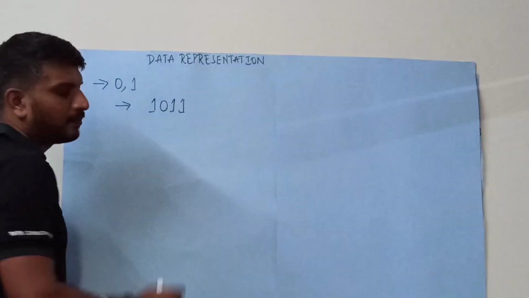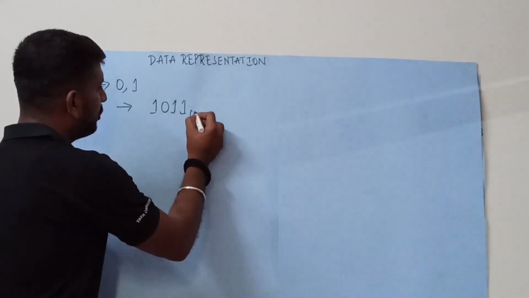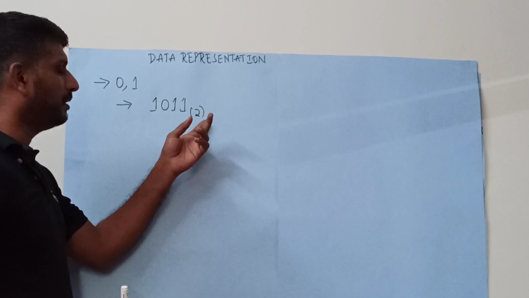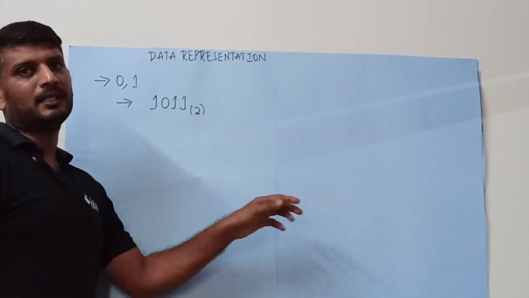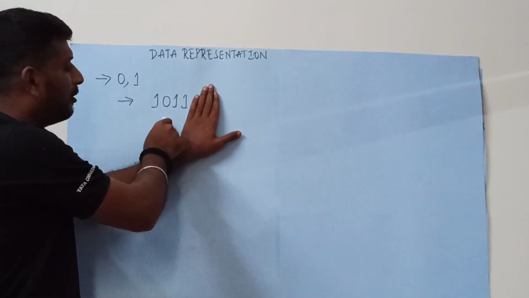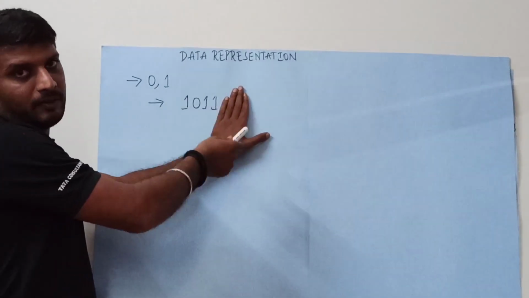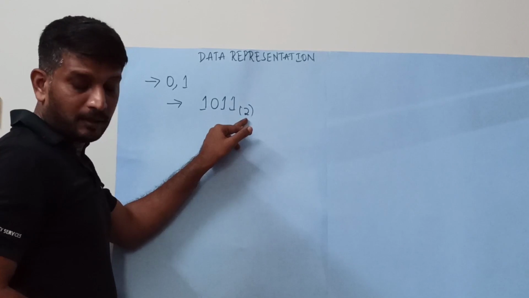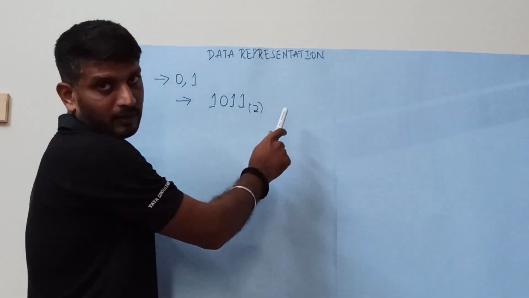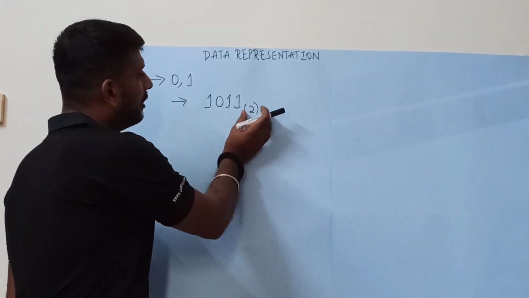1011, to the base 2. Always you have to represent the binary number with the base 2, or else you will not know whether it is a binary number or a decimal number. If you are not using this base 2, people will consider this as one thousand and eleven. If you have the base 2, you will read it as 1 0 1 1. So that is the use of this base.